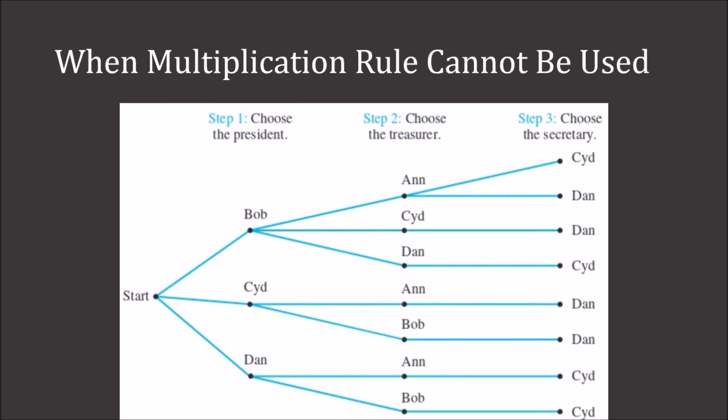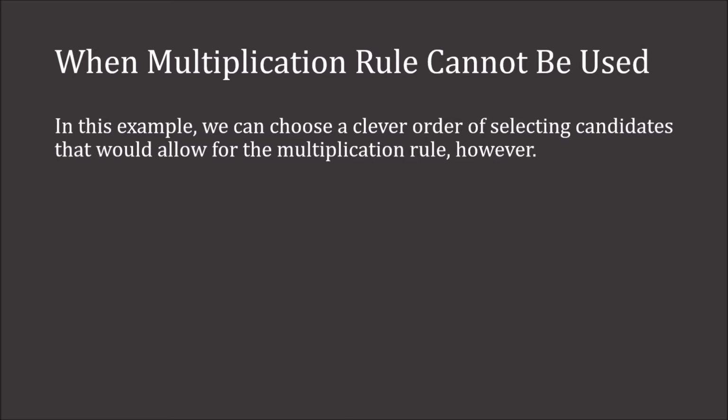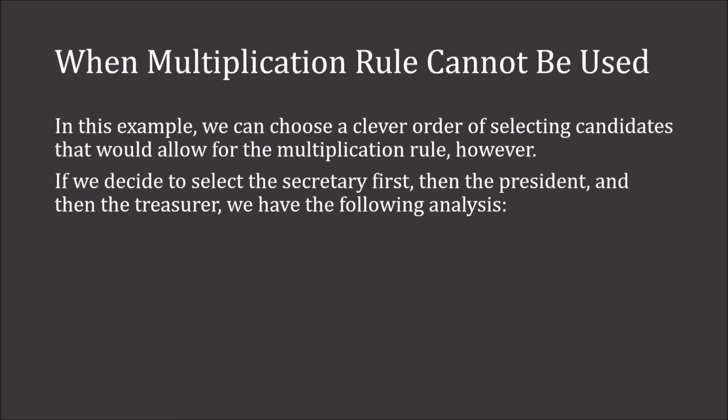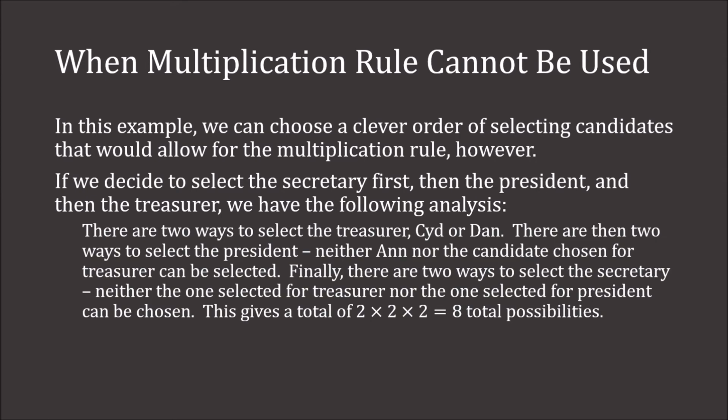However, we can choose a clever order of selecting candidates that would allow for the multiplication rule. So if we decide to select secretary first, then the president, then the treasurer, we would have the following analysis. There are 2 ways to select the secretary: Sid or Dan. Once that's taken care of, there are then 2 ways to select the president. Neither Anne nor the candidate that was chosen for secretary can be selected.